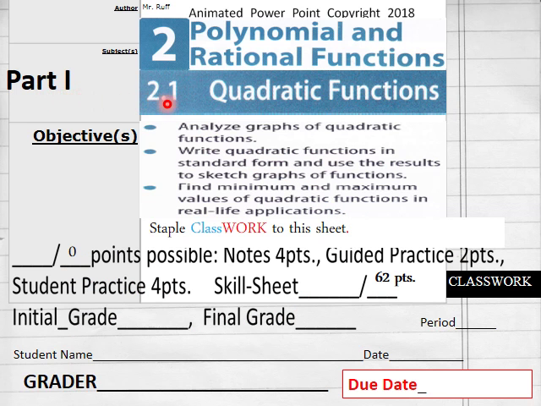2.1 part 1 today, 2.1 quadratic functions. We've got 62 points here of classwork and 0 points of note-taking, so it will be on your classwork. And I have note-taking guides for your classwork. Contact me for those. Otherwise, just take notes off of either the PowerPoint or the video, depending upon how you're watching this, or a CD if you got a CD.